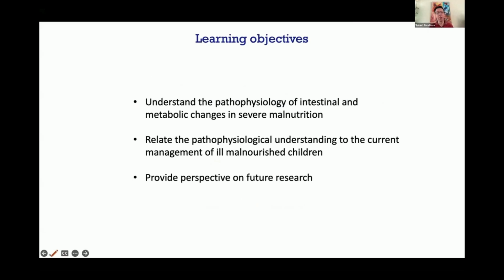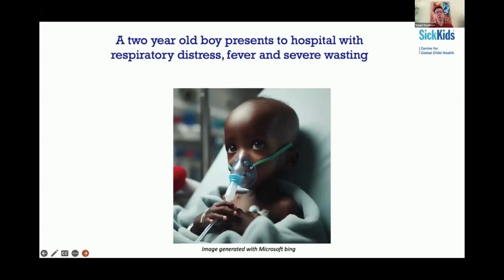I'll dive a little bit deeper into some of the pathophysiological understandings that we have currently and where some of the gaps lie, with some perspectives on future research that I think is sorely needed. So this is a typical child that we see in many low-resource settings that come to hospital. They have underlying severe malnutrition, and then they develop an acute intercurrent illness.